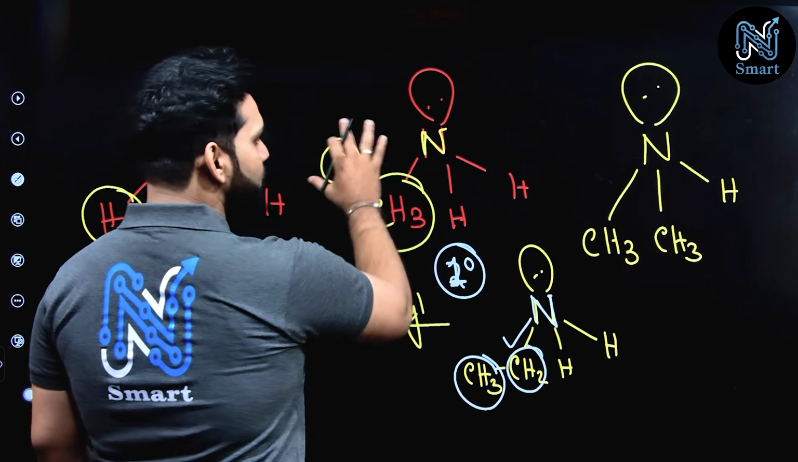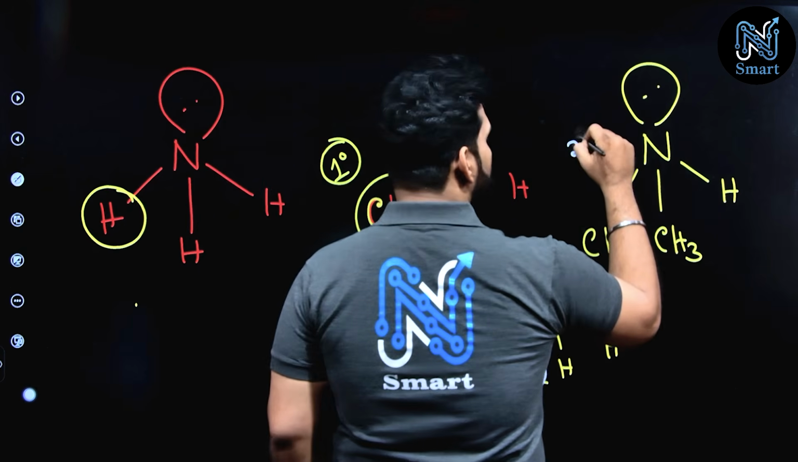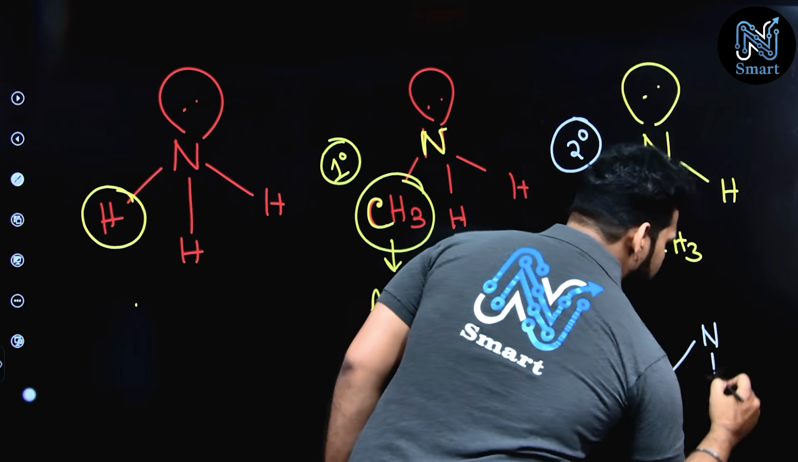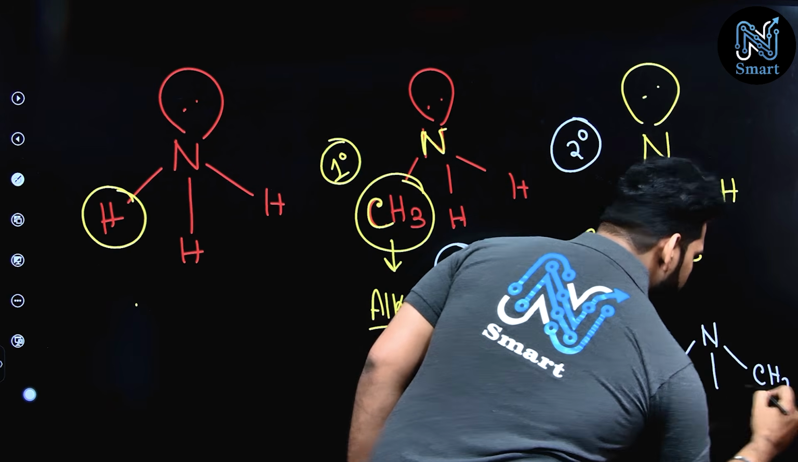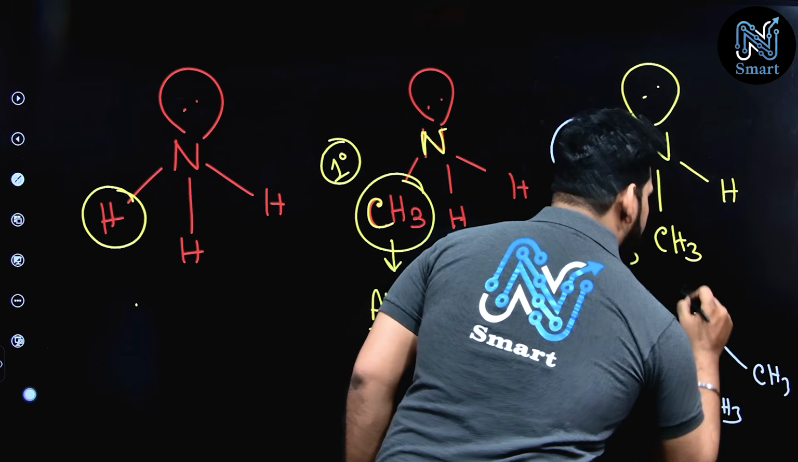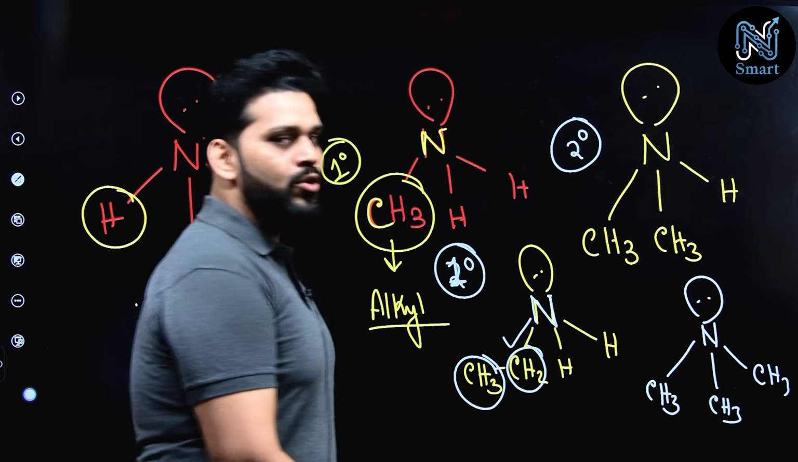Okay, so this is primary, this is secondary. So what will be a tertiary amine, guys? Tertiary will be connected to 3 carbons. Yes, everyone? It will be connected to 3 carbons, 3 alkyl groups. It can be anything. I hope you know that nitrogen has a lone pair, right?